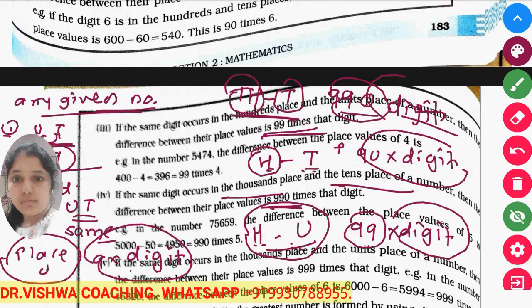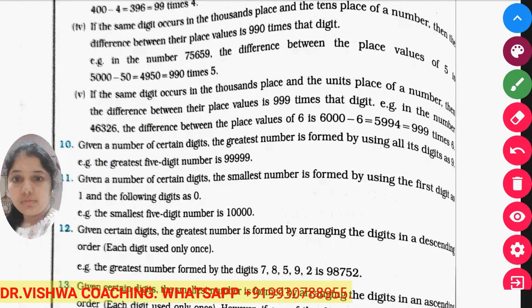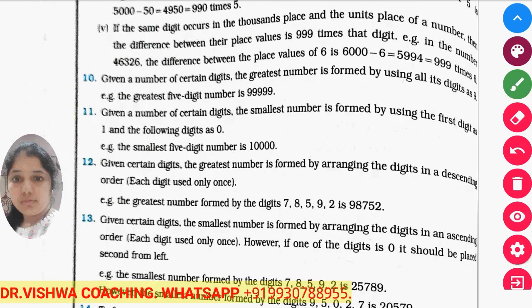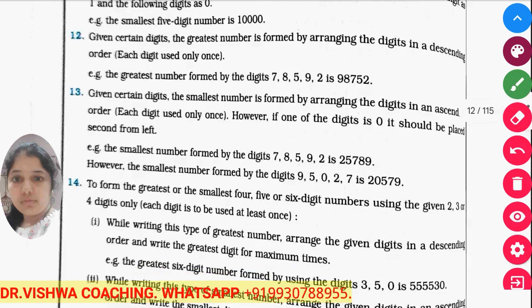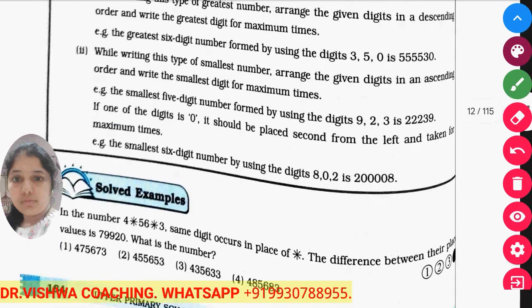Don't get confused. Unit and tens same digit, 9 times; unit and 100 same digit, 90 times, no, 99 times, sorry; tens and 100 same digit, 90 times; and 1000 and tens same digit, 990 times. So you have to keep these 4-5 things in mind, because some tricky sums are based on these things only. Now you all know how to form the greater number and the smaller number. I am not going to explain that to you. Now the next one.